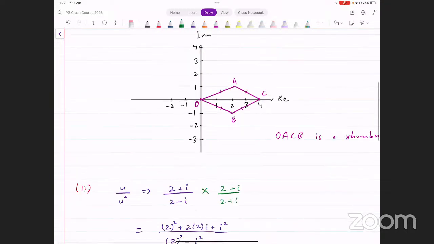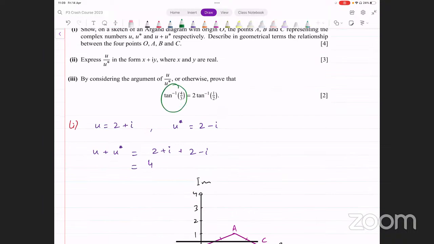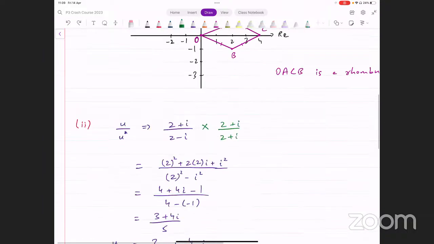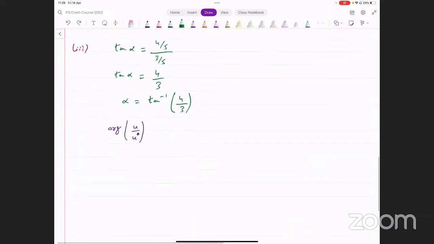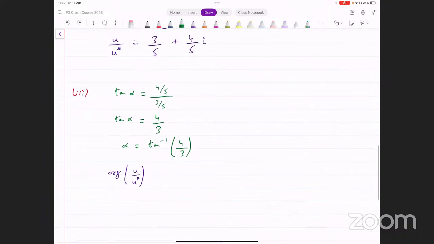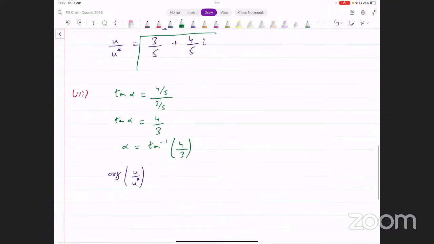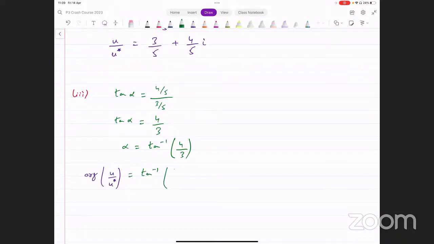Now, let's look at what we have to prove here. So we have tan inverse of 4 over 3 here. So we are going to leave it in this form. We are not going to convert this to decimals. Alpha equals this. Now, which quadrant are we in? This is the first quadrant. So the argument of u over u conjugate, therefore, is just going to be tan inverse of 4 over 3.